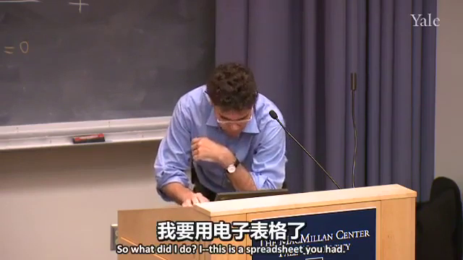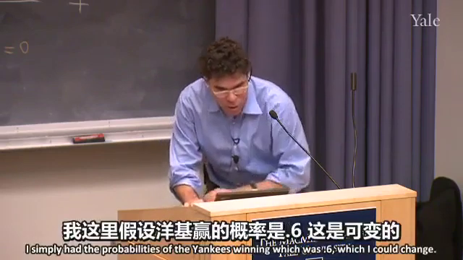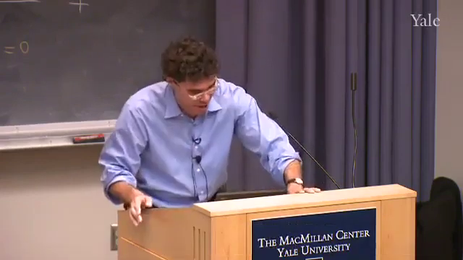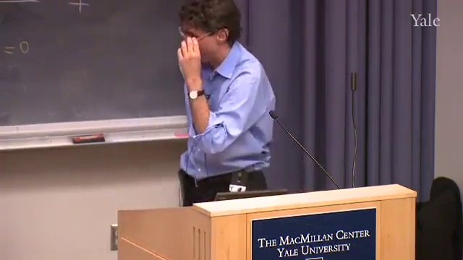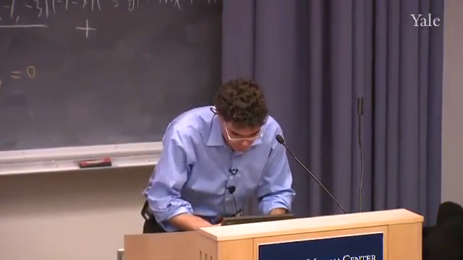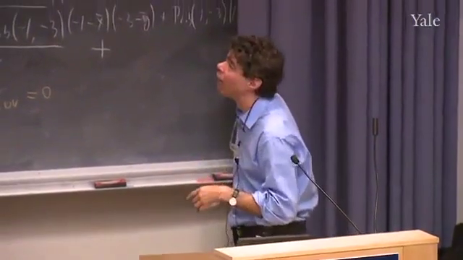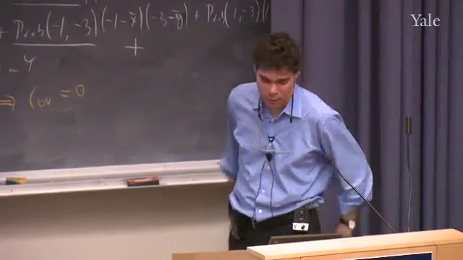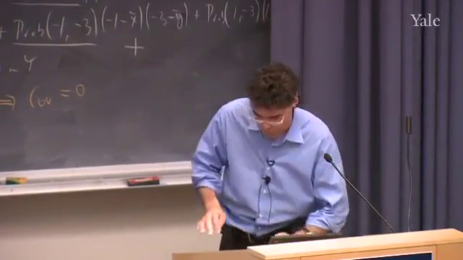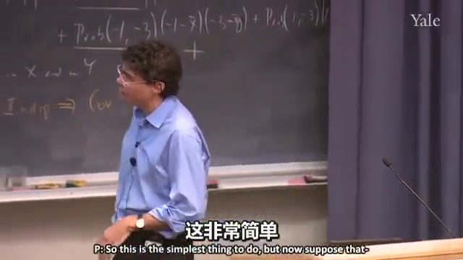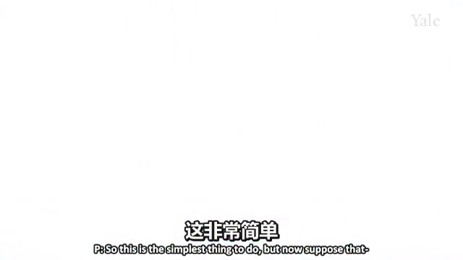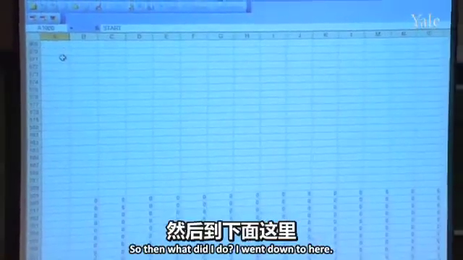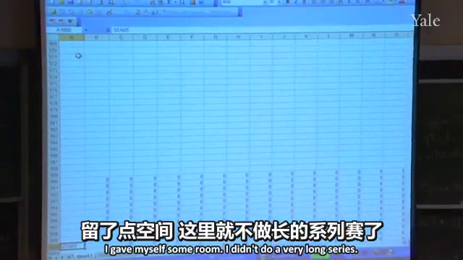Okay, so what did I do? This is a spreadsheet. I simply had the probability of the Yankees winning, which was 0.6, which I could change. Okay, so this is the simplest thing to do, but now suppose that, okay, so we said the Yankees can win every game with probability 0.6. So then what did I do? I went down to here. I gave myself some room. I didn't do a very long series.